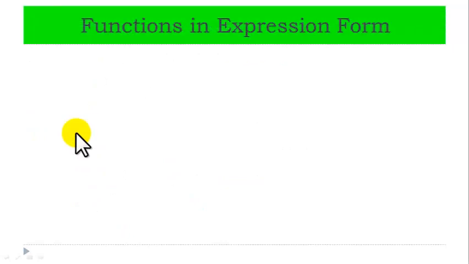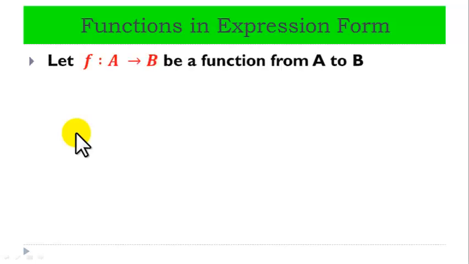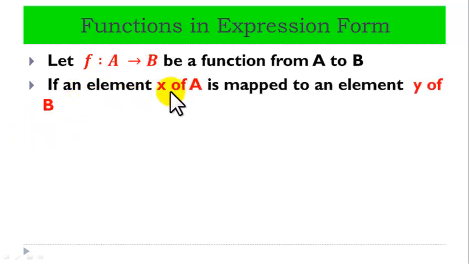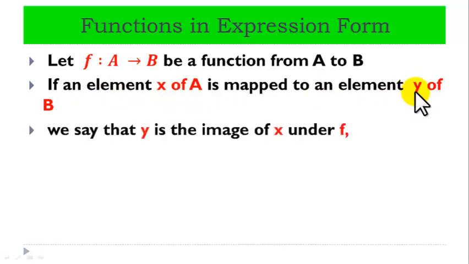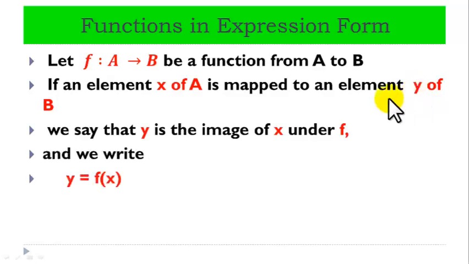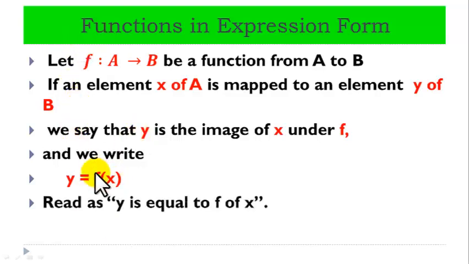Functions in expression form. Let f be a function from A to B. If an element x of A is mapped to an element y of B, we say that y is the image of x under f, and we write y = f(x). We read this as y is equal to f of x, or y is a function of x.